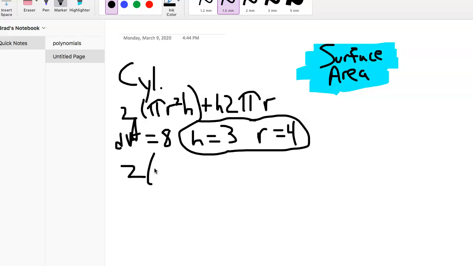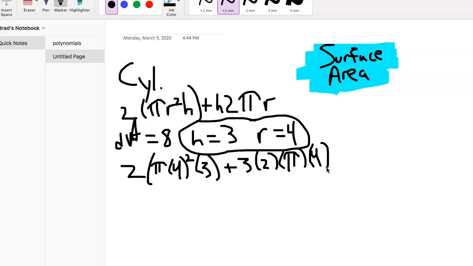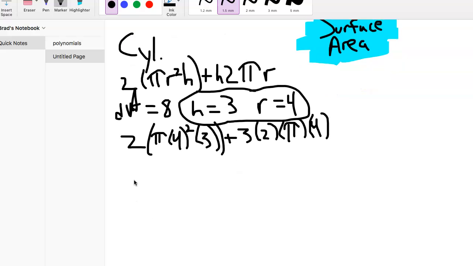2 times pi times 4 squared times 3 plus the height is 3 times 2 times pi times the radius, which is 4. Okay, so once you've done all of that, then, yeah, there should have been a parentheses to close this thing off. Then we're just doing math now.